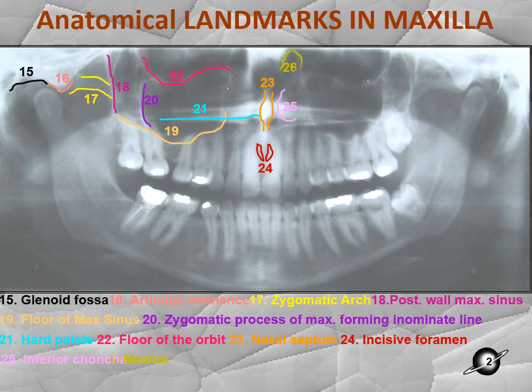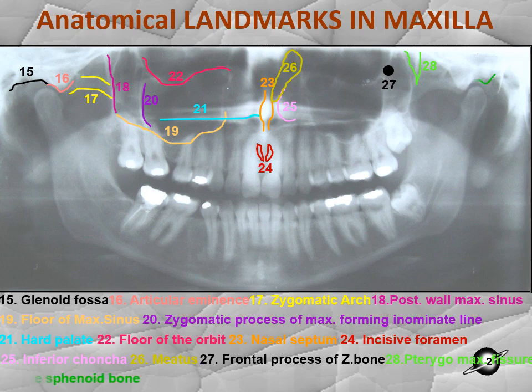Inferior concha. Twenty-six, meatus. Twenty-seven, frontal process of zygomatic bone. Twenty-eight, pterygomaxillary fissure. Pterygomaxillary fissure is clinically very significant. Whenever you see Le Fort 2 fractures, the space of the pterygomaxillary fissure is disturbed or disrupted. That is a classical sign of Le Fort 2 fractures.